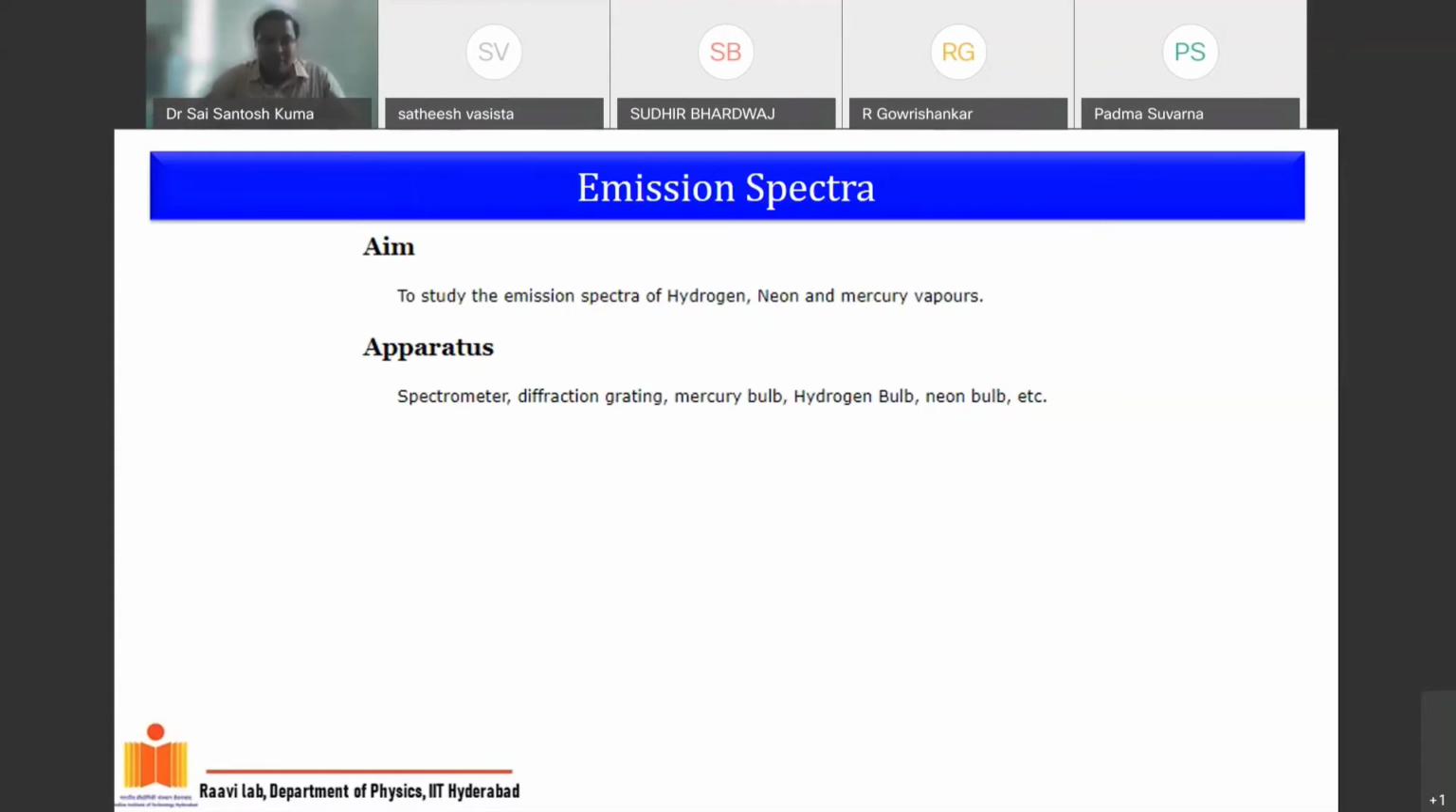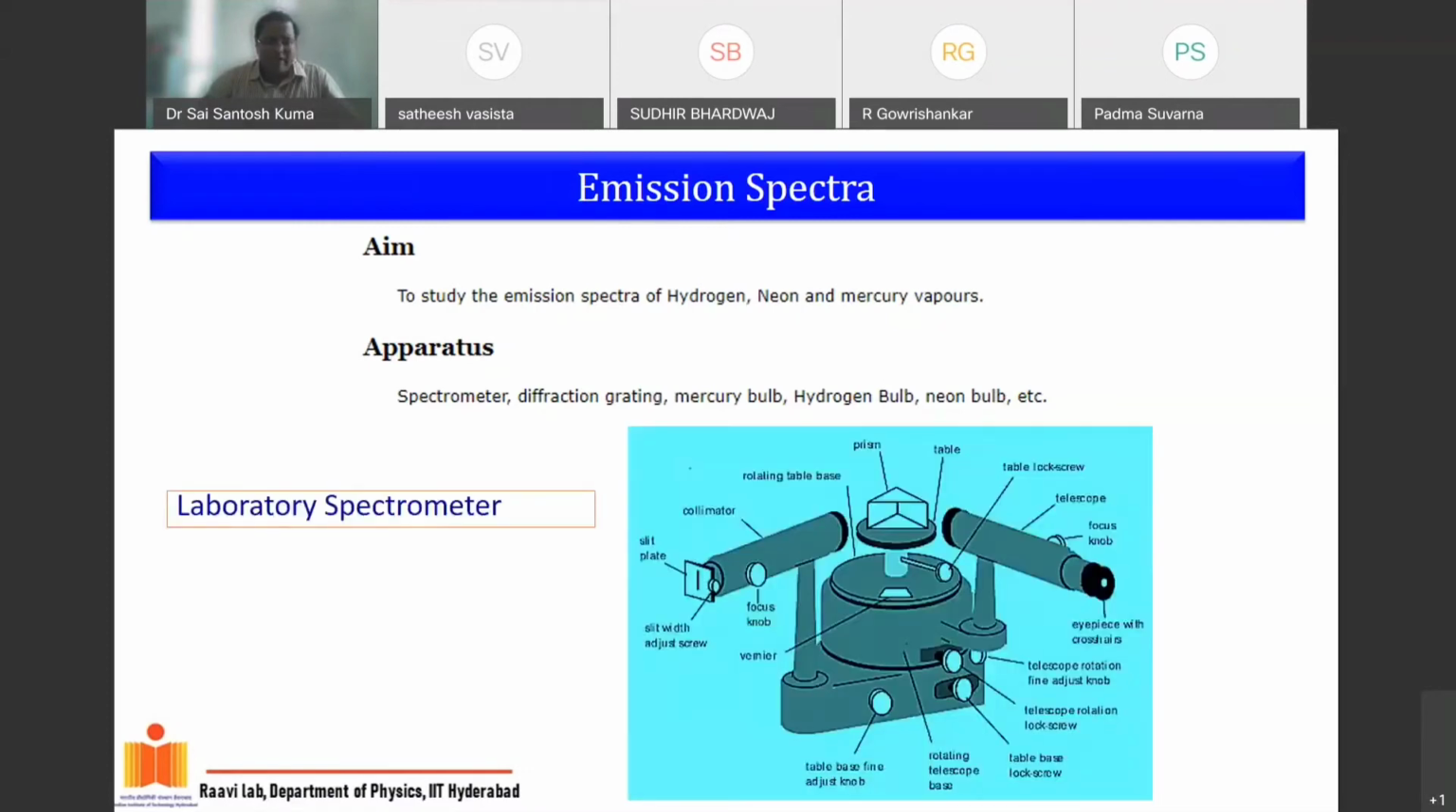Okay, so stories apart, history apart, the actual experiment requires you to have knowledge of a spectrometer, diffraction grating, a mercury bulb, hydrogen bulb, neon bulb, etc. Let me introduce you to the laboratory spectrometer, which we also call a spectroscope. This has three main components. You have the telescope, and you have a viewing telescope. Both are telescopes. One is to point towards the source, the other towards the eye, which is used for observation.